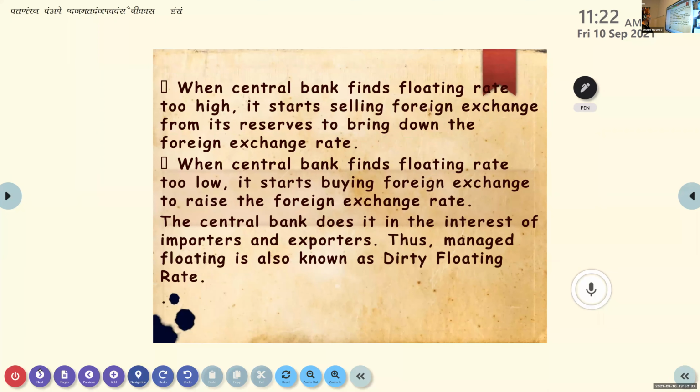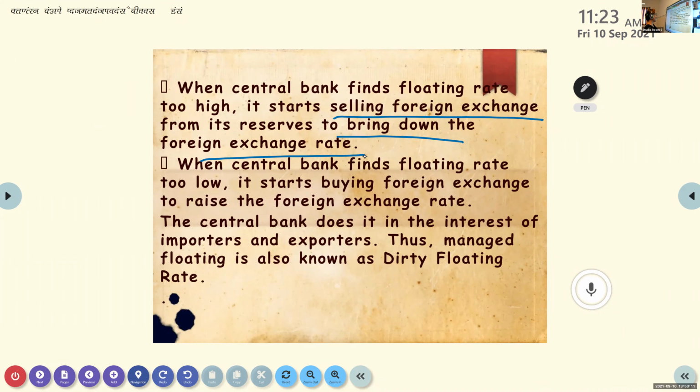Next, when the central bank feels that the floating rate is very high, it starts selling foreign exchange from its reserves. For what purpose? To bring down the foreign exchange rate. So whenever the exchange rate is very high, the central bank sells that foreign currency from its reserves. This will bring down the exchange rate.